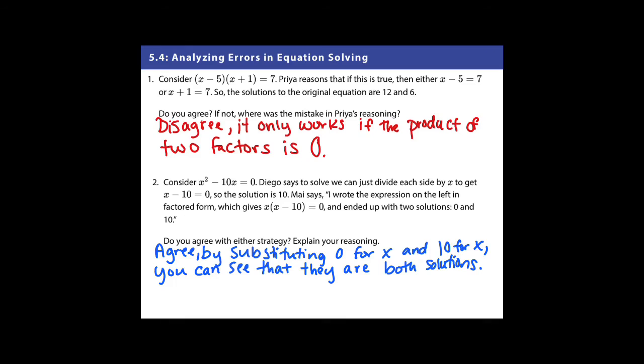So we would agree with Mai's strategy, because by substituting 0 for x and 10 for x, you can see that they are both solutions. Diego's strategy eliminates one of the solutions, which only leaves one solution, so you're missing one of them.